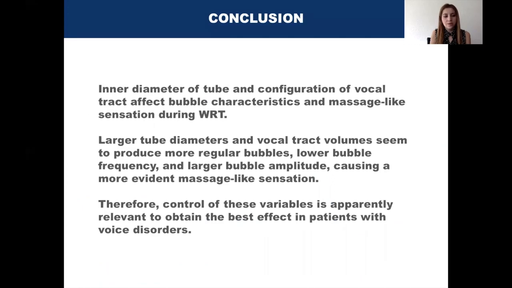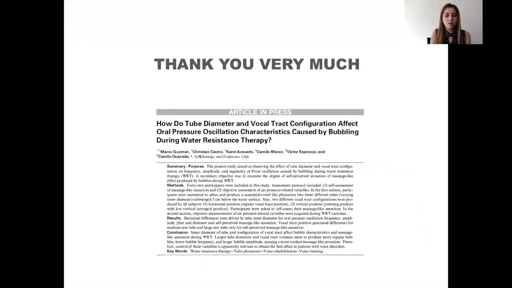Inner diameter of the tube and configuration of the vocal tract affect bubble characteristics and massage-like sensation during WRT. Larger tube diameters and vocal tract volume seem to produce more regular bubbles, lower bubble frequency, and larger bubble amplitude, causing a more evident massage-like sensation. Therefore, control of these variables is apparently relevant to obtain the best effect in patients with voice disorders.